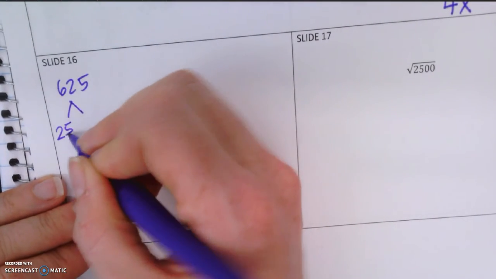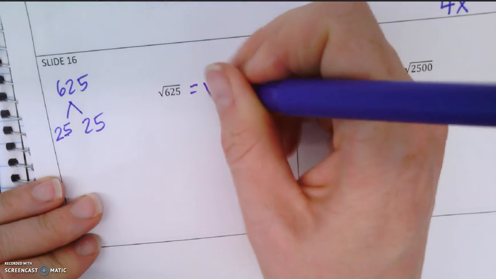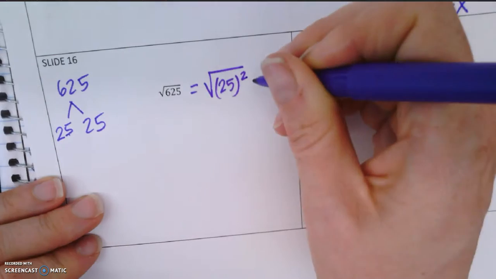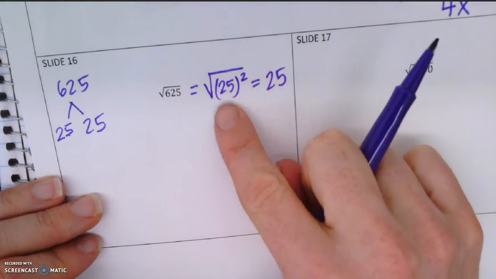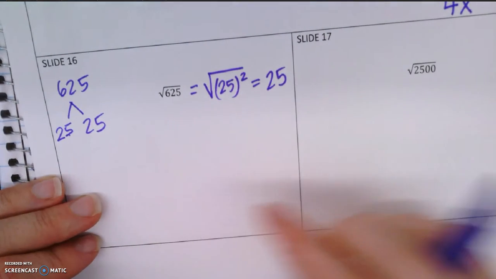I think of quarters, 25. Oh, and it ends up being 25 times 25. So this is the square root of 25 being squared, which is 25. To show your work, you always need to show a number being squared to undo square roots.